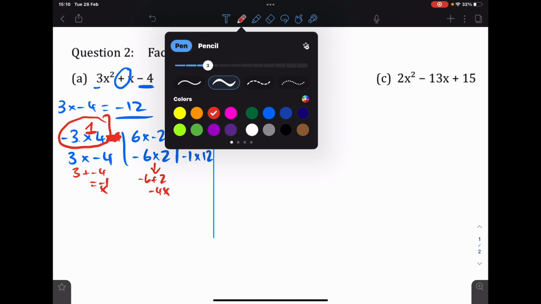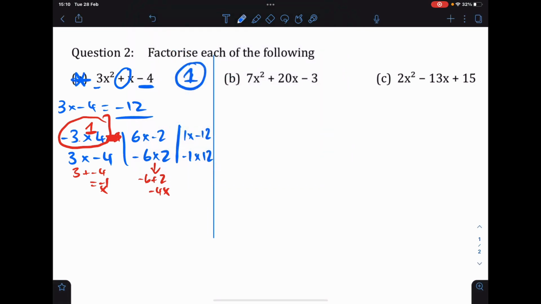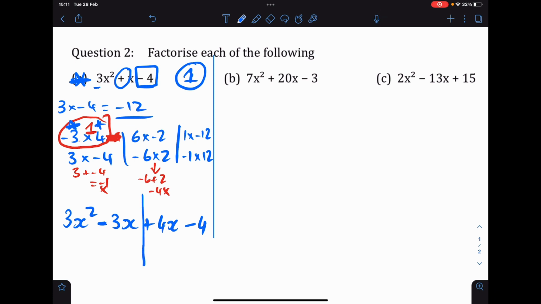Now, this is the tricky part. So you have to write this again. So 3x squared, but instead of positive 1x, you're going to have to write minus 3x, that came from here, plus 4x, that came from here, minus 4, that comes from there. Okay? Next thing you do, split up this expression you have.